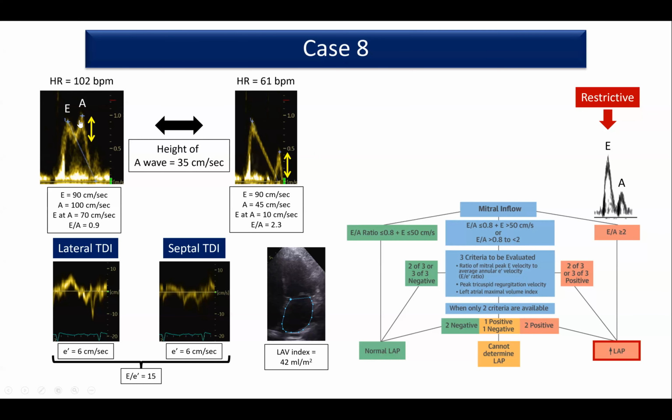The A velocity is only 35 centimeters per second. You don't really have to slow down her heart rate. You would know just by looking at this, because what you're going to need to do is count the height of the A wave here, of 35 centimeters per second. It's going to look like this. The E to A ratio is more than 2, and you know this is restrictive filling. So you know this patient has high LA pressure. So it's really important to pay attention to the heart rate.